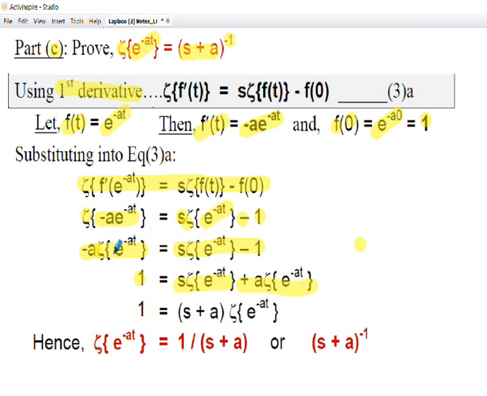What I've done on the following line is, on the right hand side, I have factorised out the Laplace transform of e to the minus at. That is common to both terms, so I can factorise on that and leave myself in the brackets s plus a. If I now simply rearrange the equation to find the Laplace transform of e to the minus at, that means I divide both sides by the bracket s plus a, and I get 1 over s plus a as a solution, or in the original form, s plus a to the minus 1.